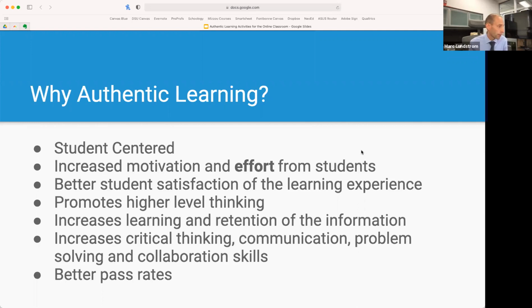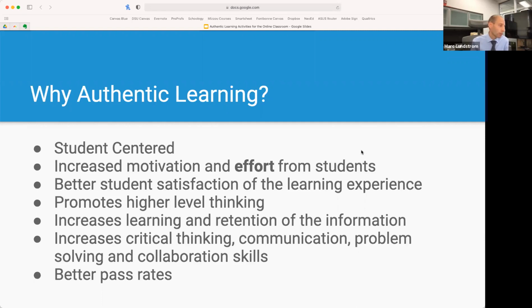I already mentioned that, but evidence shows that it actually increases the motivation and effort from your students. That's what we all want. We want our students to engage and put in that effort. Evidence shows that happens. Better student satisfaction of the learning experience. So again, that's what we want of our students. We want them to have a satisfying experience that they've learned.